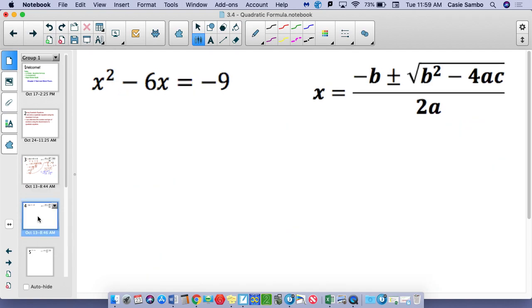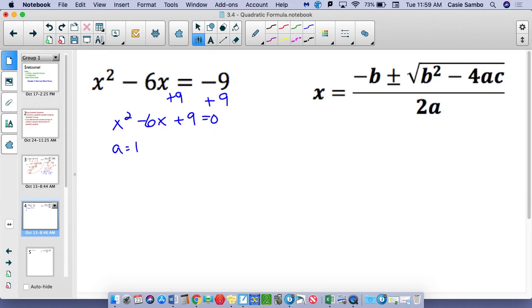Let's get another one. So, we have x squared minus 6x equals negative 9. The only difference in this one is that we cannot use the quadratic formula unless it first equals 0. So we need to start by moving that negative 9. So we get x squared minus 6x plus 9 equals 0. And then we just go through that same process.